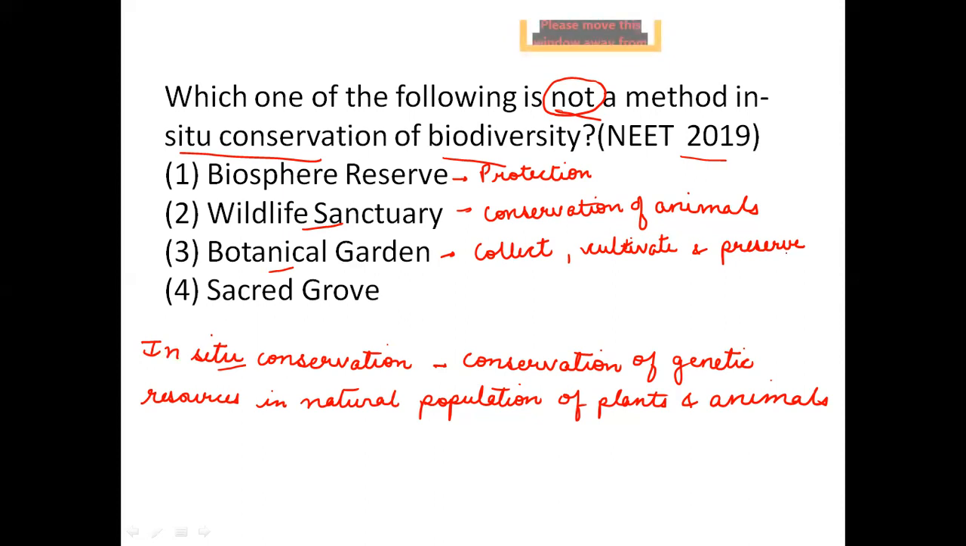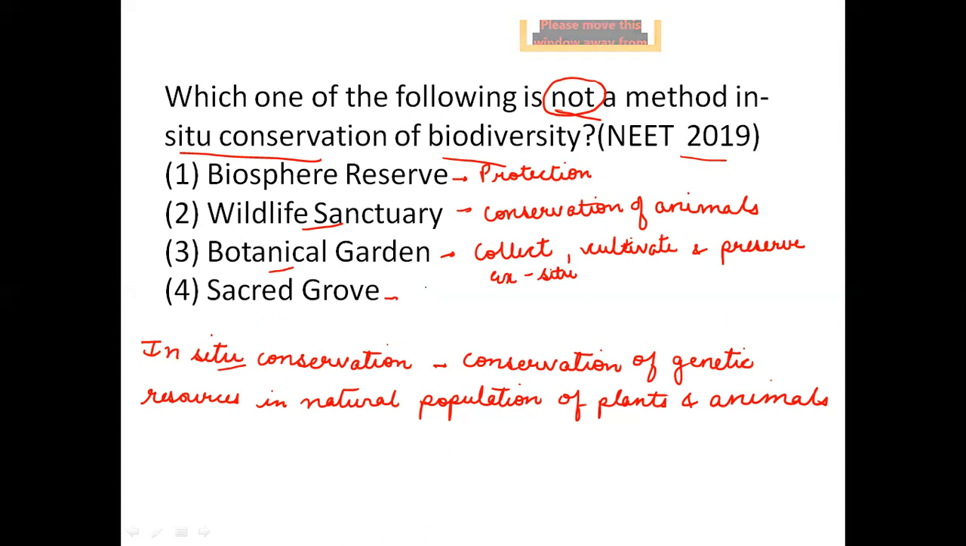So basically it is not in situ conservation, it is ex situ conservation. It means the conservation of genetic resources in an artificial environment or artificial habitat.